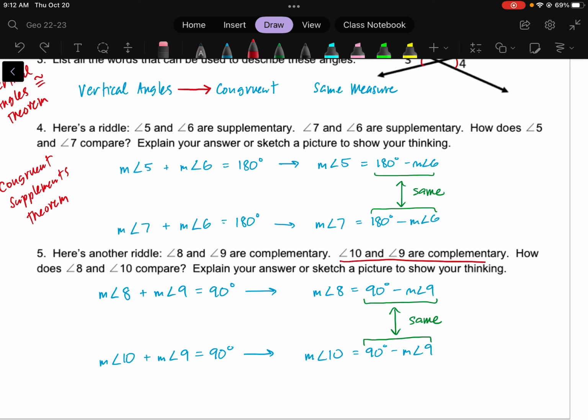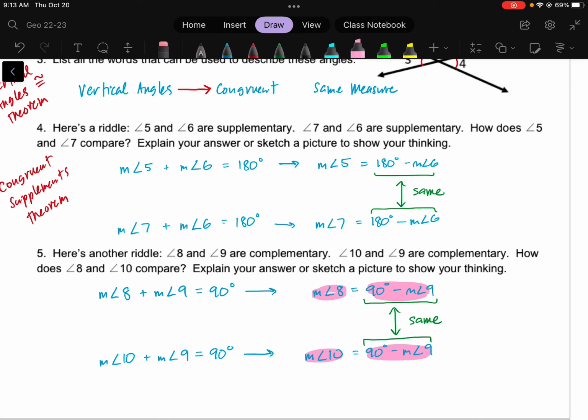The riddle goes on to say that angles 10 and 9 are complementary. So again, that means they add up to 90 degrees, and we can write that as a mathematical statement. And now, just like we did before, we're going to rearrange those statements. We can rearrange the first equation to isolate angle 8, and the other side of the equation is now 90 minus angle 9. We can rearrange the bottom equation to isolate angle 10, and we end up with the same expression on the right-hand side: 90 minus the measure of angle 9.